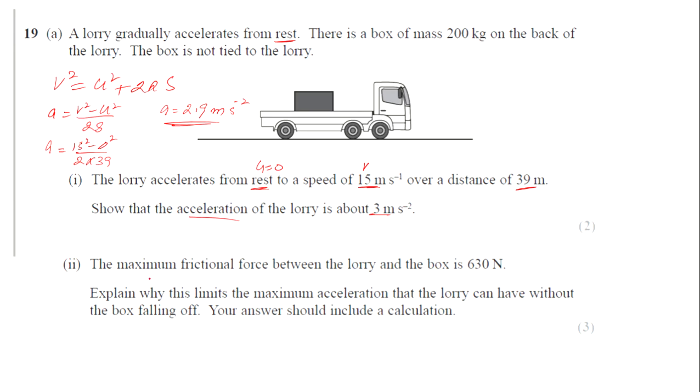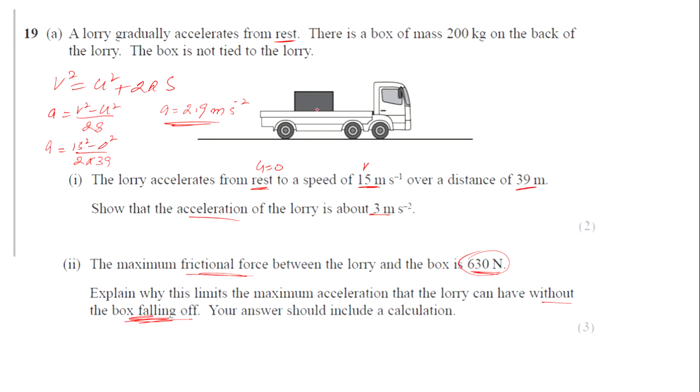Okay, next part, the maximum frictional force between the lorry and the box is 630 Newton. Explain why this limits the maximum acceleration that the lorry can have without the box falling off. Your answer should include a calculation. Now, what this question is saying is that the friction force acting is 630 Newton, and why this friction is sufficient for the box so that the box does not fall. That's the meaning exactly. So what do you need to do?